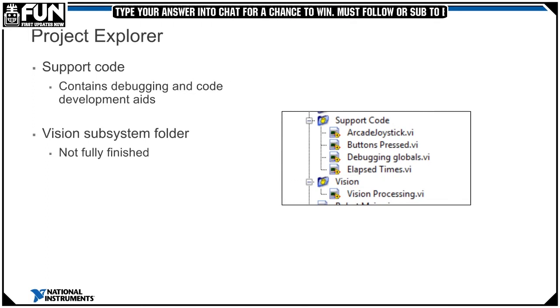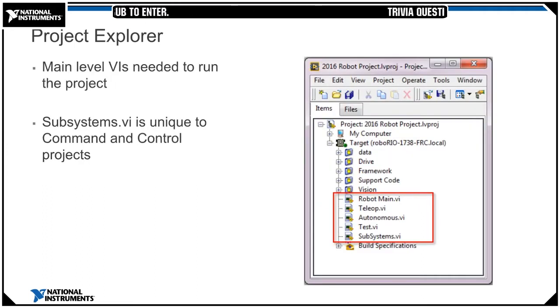So looking at the whole Project Explorer, external to any of the folders, these are where your main level VIs needed to run the project live. So your robot main, still the same as it always was. That's your main control VI that's running. Teleop and autonomous, again, same as they always were.